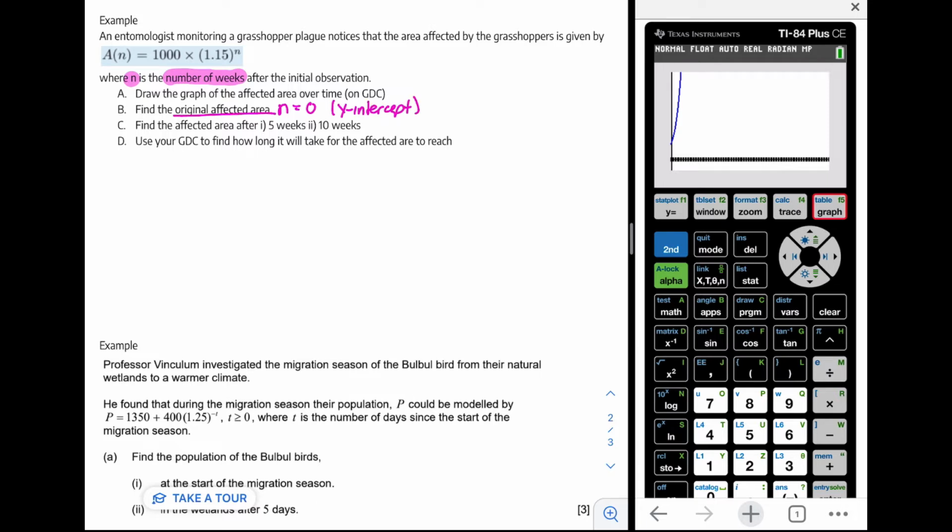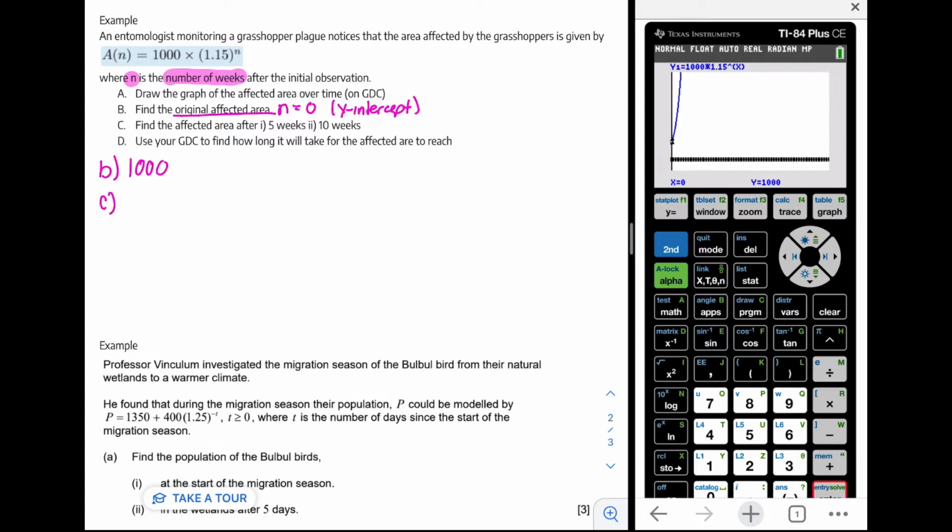How do we look for the y-intercept in our calculator? We can click on trace, and we're looking at what happens when x is equal to 0. So I type in 0, and I get that the y-intercept is 1,000. So 1,000 is the original affected area.